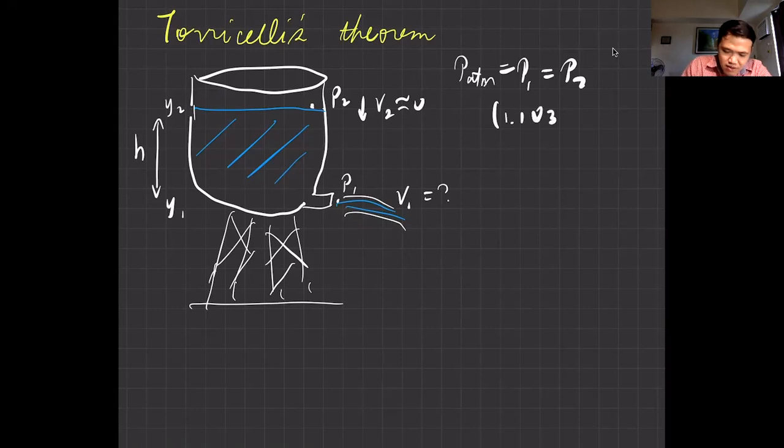That is 1.013 times 10 to the 5 Pascal. That's the atmospheric pressure. And P1, P2 is the same. V1 is different from V2. V2 is almost 0, almost at rest.